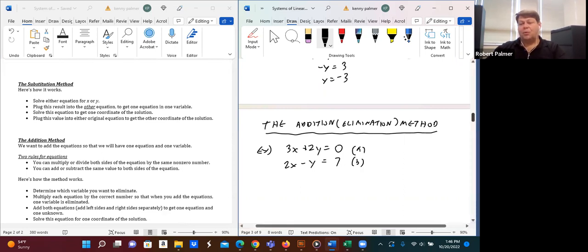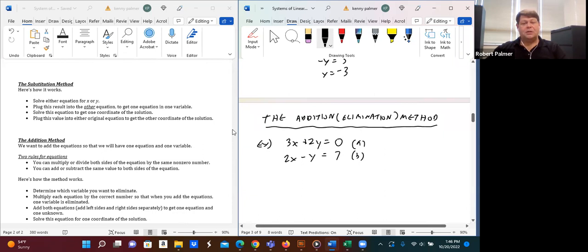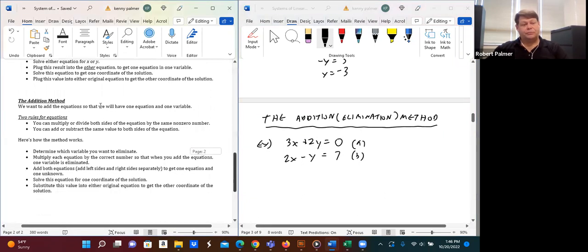Okay, so let's talk about how this method works and why it works. Let's come back over here to the left. So the addition method, our goal is that we want to add these equations together. Essentially, we're going to add straight down, combining like terms. What we want then is to do it in such a way that one variable will go away. One variable will cancel out. Okay, so let's talk about how to do that.